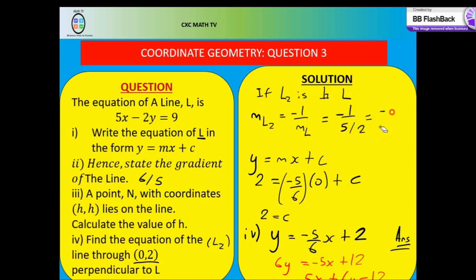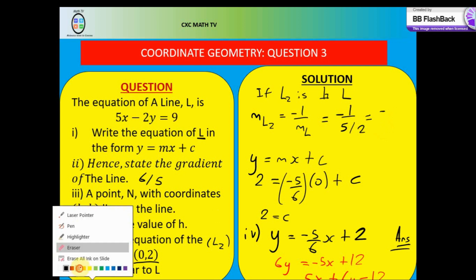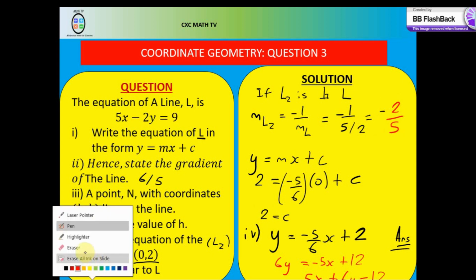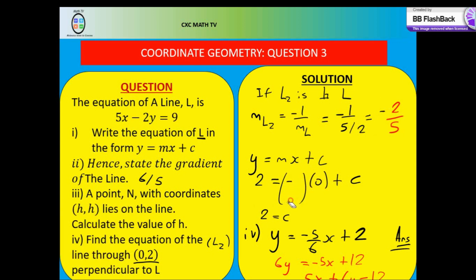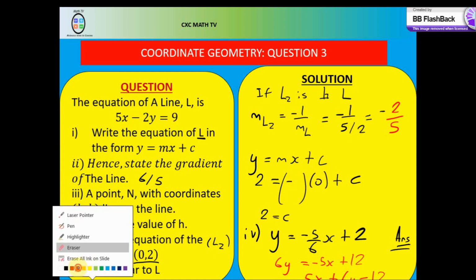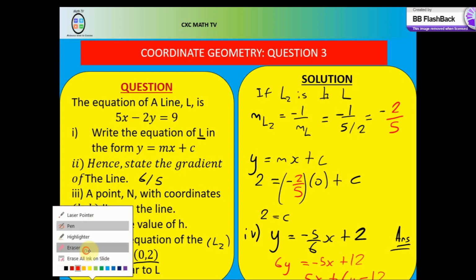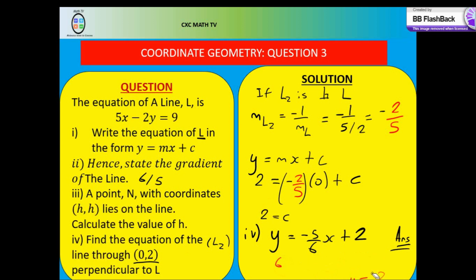I might edit a little bit, but this should be minus 2 over 5. Oh boy, I wrote the wrong thing. So 2 over 5. It doesn't change the answer much, guys, for part 4.